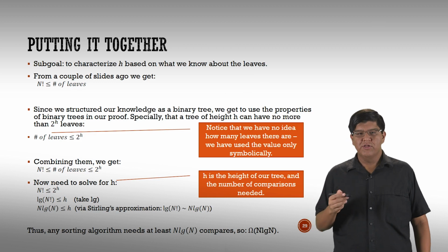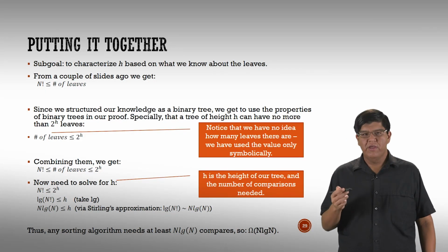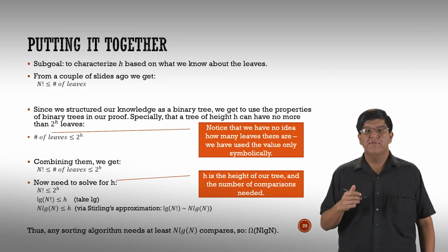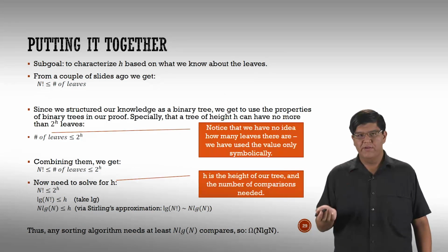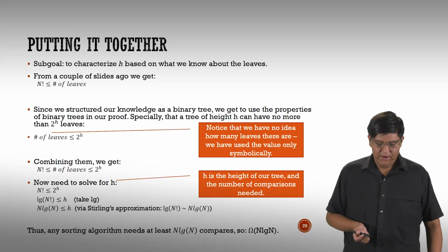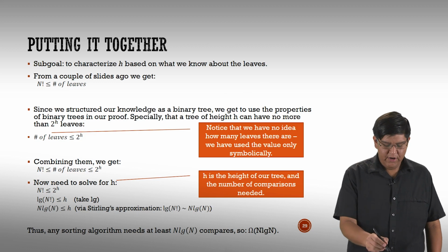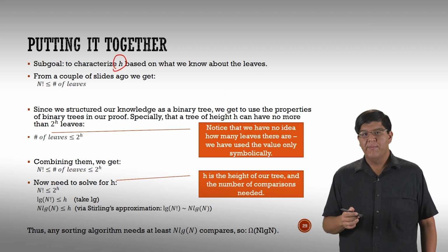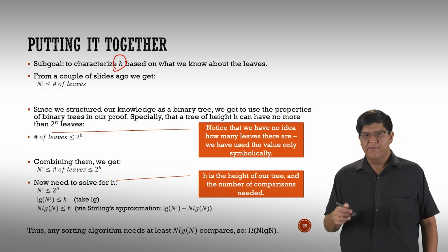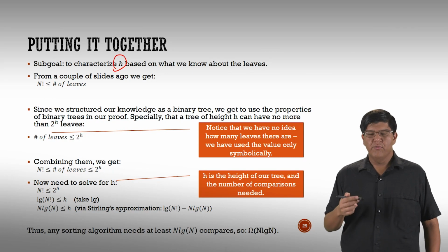So in this video, let's try putting together what we know about the tree in order to figure out how much work it takes to explore that search space of sorting a particular input. So here, our goal is to characterize H. H somehow represents the longest path in the tree. That's basically our worst case. If I want to know how much work I have to do to sort something, it's going to be based on H.